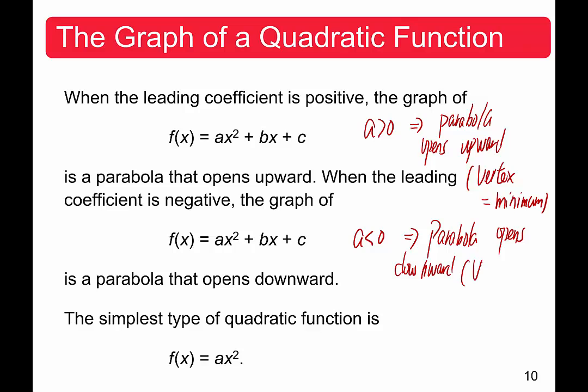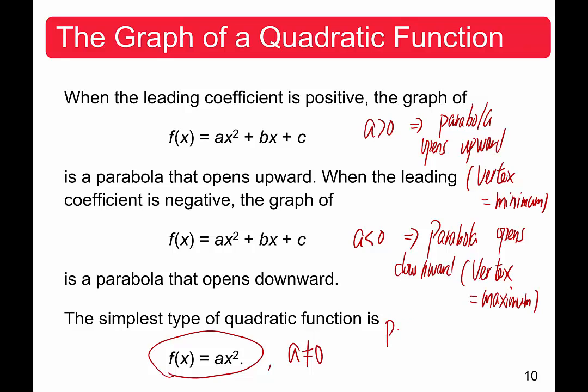Then the vertex is the same thing as maximum. And the simplest type of quadratic function is f of x equals ax squared. Again, a cannot be 0. So we just do a vertical distortion to manipulate the graph in order to get all these transformation functions from the parent function. So the parent function we talk about should be y equal to x squared.